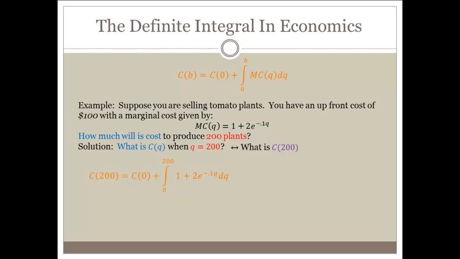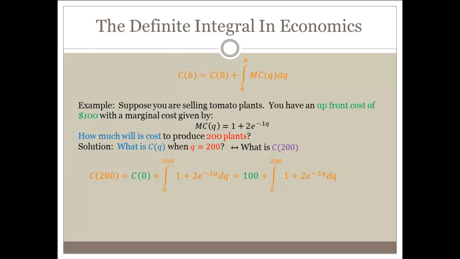We can answer this using the fundamental theorem. c of 200 equals c of 0 plus the integral from 0 to 200 of 1 plus 2e to the negative 0.1 q dq. To figure this out, we need to know what c of 0 is. We get that information from the fact that our upfront cost was $100. So c of 0 equals 100, which means that c of 200 equals 100 plus the integral from 0 to 200 of 1 plus 2e to the negative 0.1 q dq.